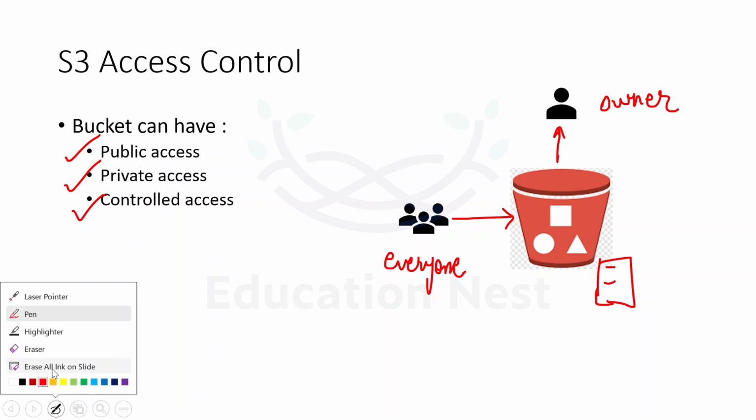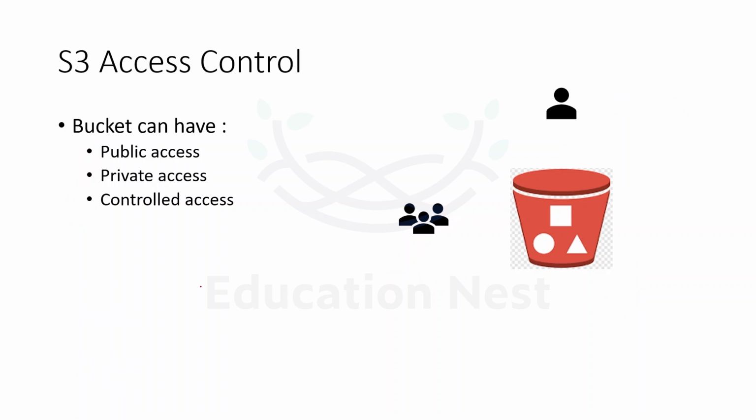Now, the next topic is private access. When it is private access, what will happen? The owner of the bucket can access the objects inside of it and the bucket itself. But everyone else won't be allowed to access anything. And by default, all the buckets have private access.